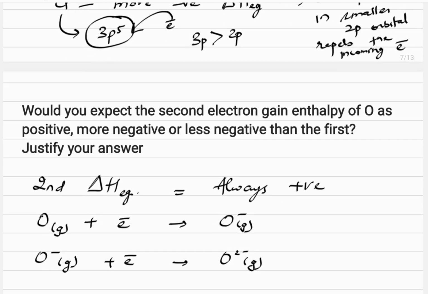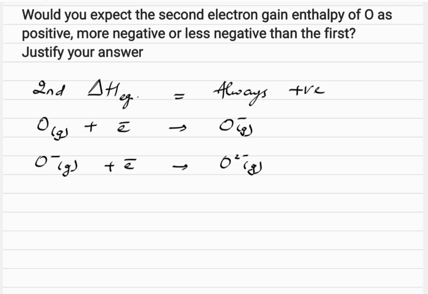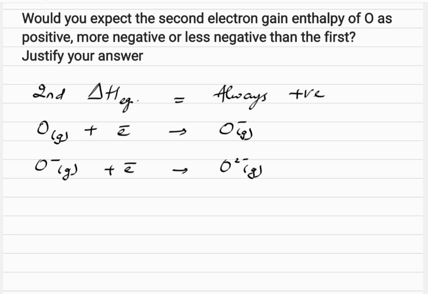Moving on to the next question. Would you expect the second electron gain enthalpy of oxygen to be more positive, more negative, or less negative than the first? Justify your answer. The second electron gain enthalpy of any element is always going to be positive.